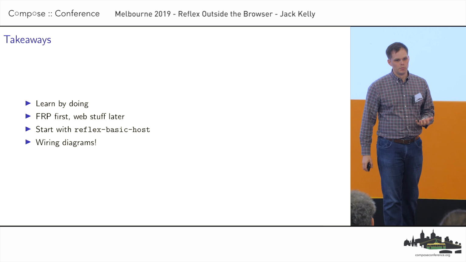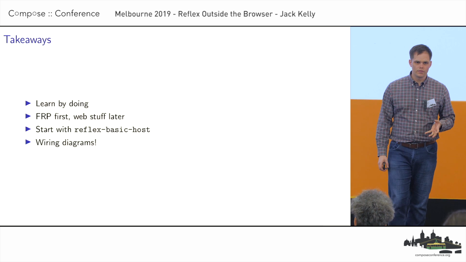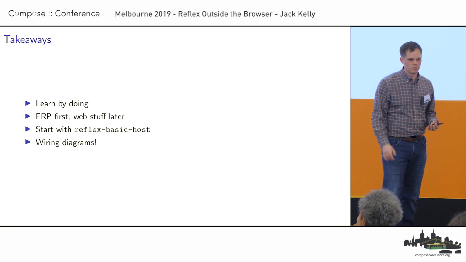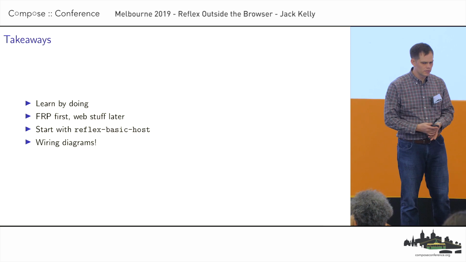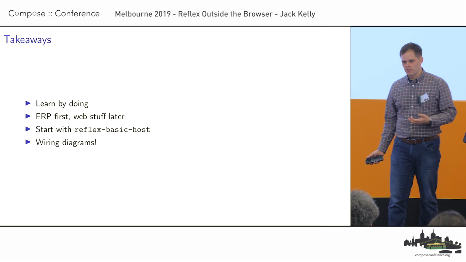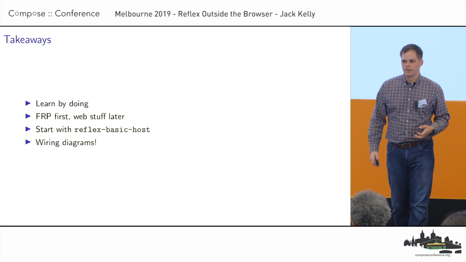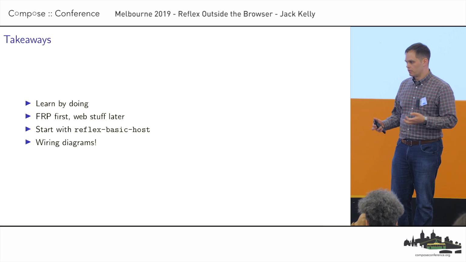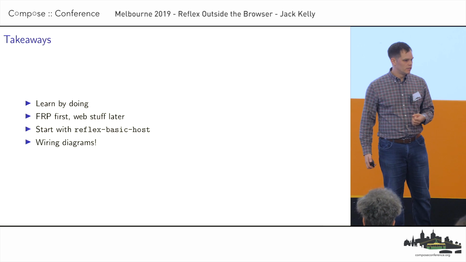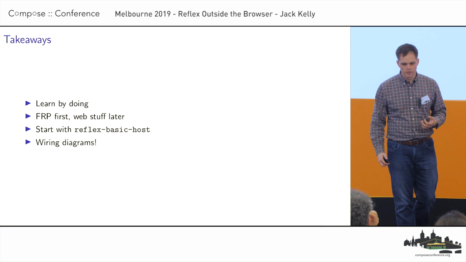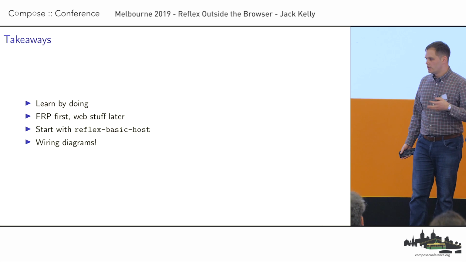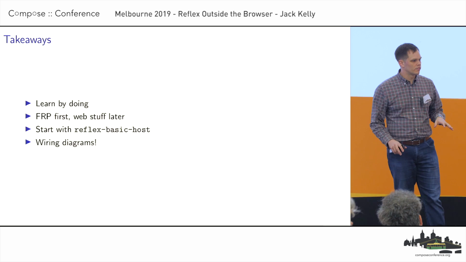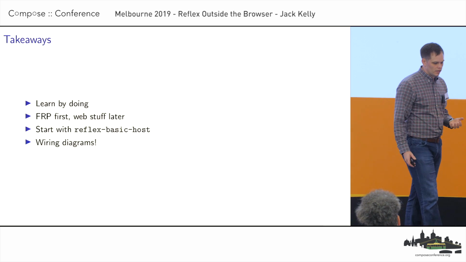It's actually quite doable to learn the FRP stuff without having to deal with all of the web-shaped baggage that comes along with it, because the web can be kind of a weird platform sometimes. I think Reflex Basic Host is a great place to start, and there's a new version not very far off Hackage. I'd hoped to get it pushed out before Compose, but that didn't quite happen. And wiring diagrams, wiring diagrams, wiring diagrams. If you're going to do this, it's a great way to think about these things.